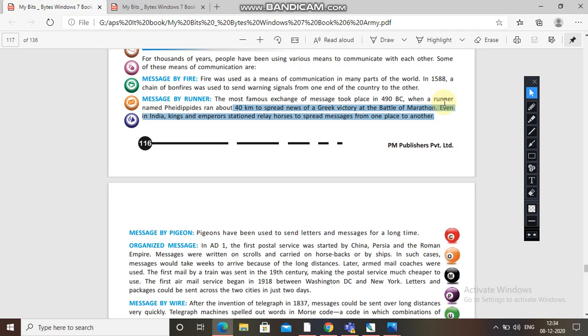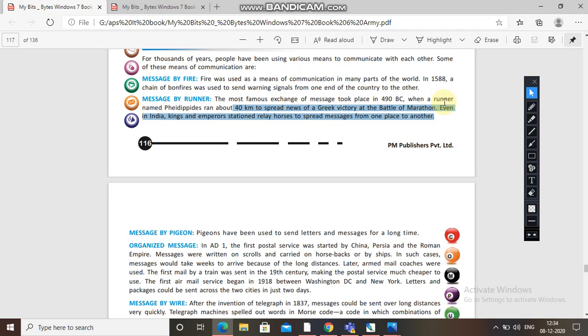The first air mail service began in 1918. Okay, so starting from 490 BC, and then it comes to the 19th century and 1918, between Washington DC and New York. It can be asked in the question, between which two places the first air mail service began in 1918. So your answer will be Washington DC and New York.